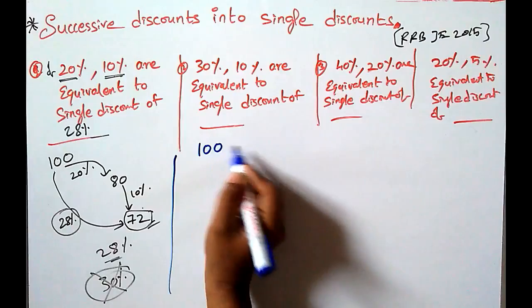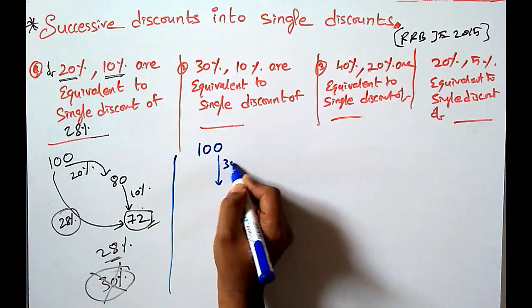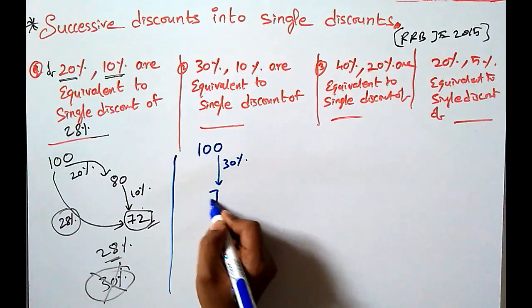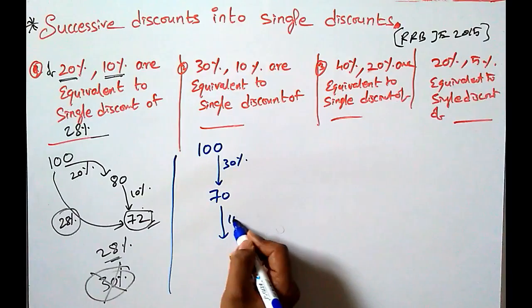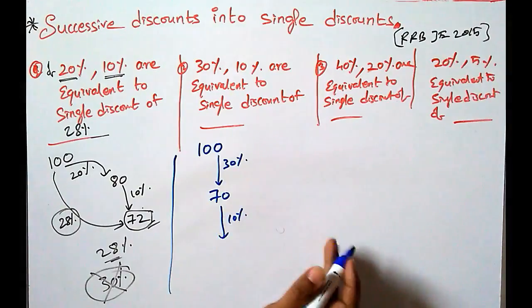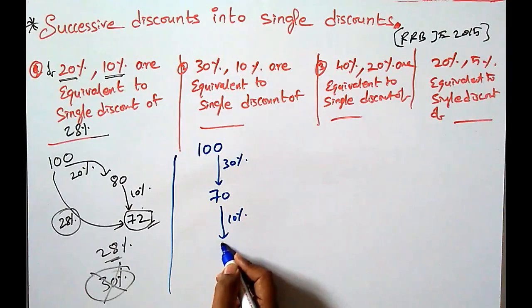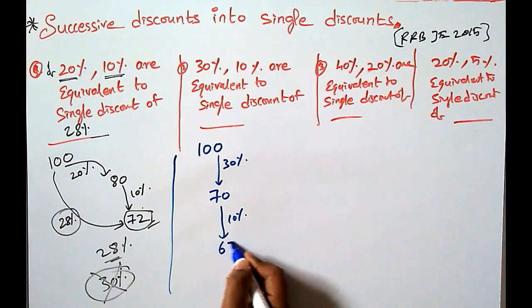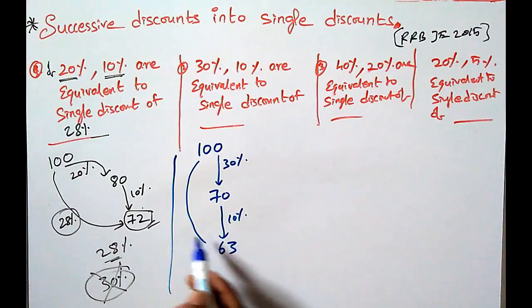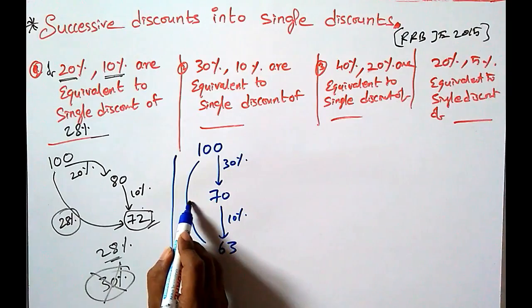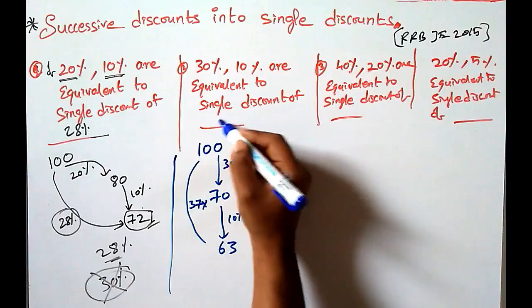Take 100 as the base. If you apply a 30% discount, you have to pay 70 rupees. Again on this 70, if you apply a 10% discount, that is 7 rupees. If you subtract the 7 from 70, we will get 63. By then we are getting a discount of how much, friends? 37%, not 40%.